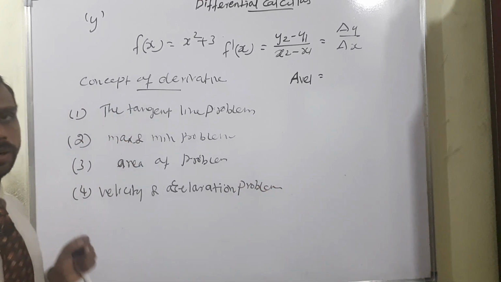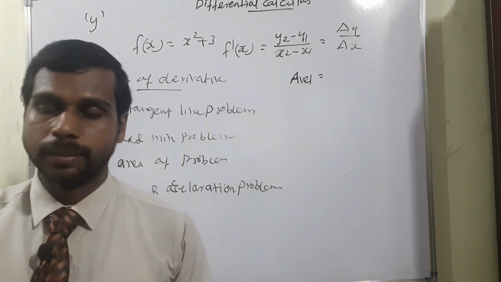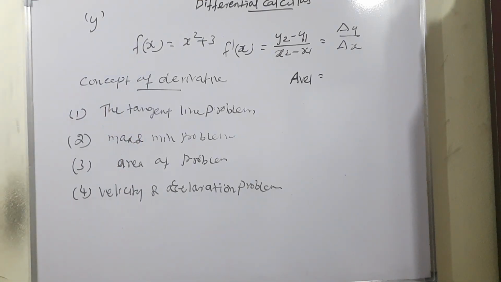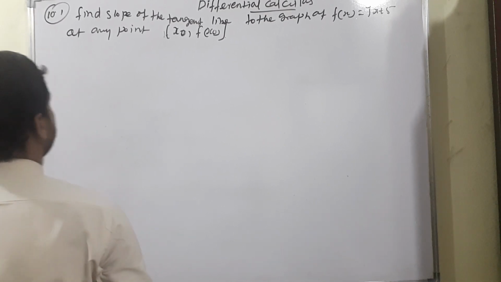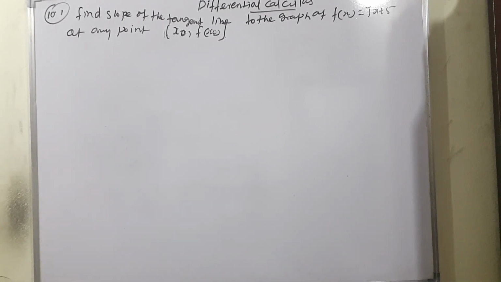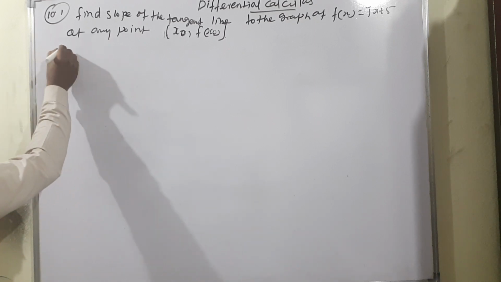One by one we can discuss. Stay on the line. We will start with an example problem. Moving to example 10.1: find the slope of the tangent line to the graph of the function.